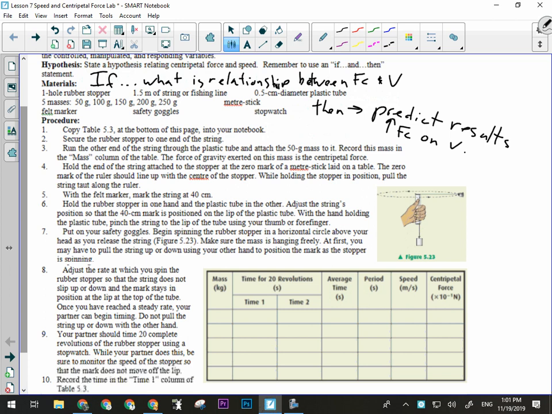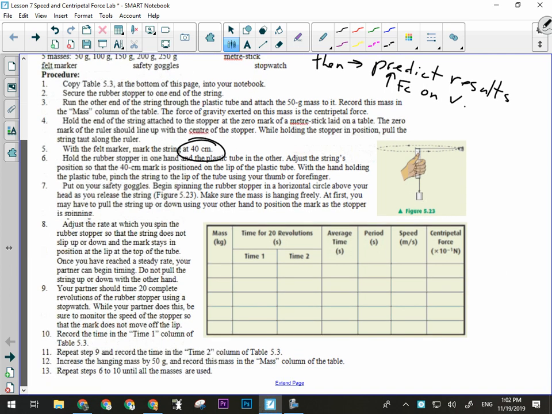Okay, so for our procedure, like we said, pretty much the same as last time. We're going to start out with 50 grams, but when you do your calculations, that needs to be in kilograms. Keep that in mind. We're going to start out with 50 grams hanging on the end of the string. You're going to have that rubber stopper. Our radius for all trials will be 40 centimeters, 0.4 meters, incidentally. It needs to be in meters when you do your calculations. So we'll have a radius of 0.4 meters, and we'll do exactly the same thing we did last time.